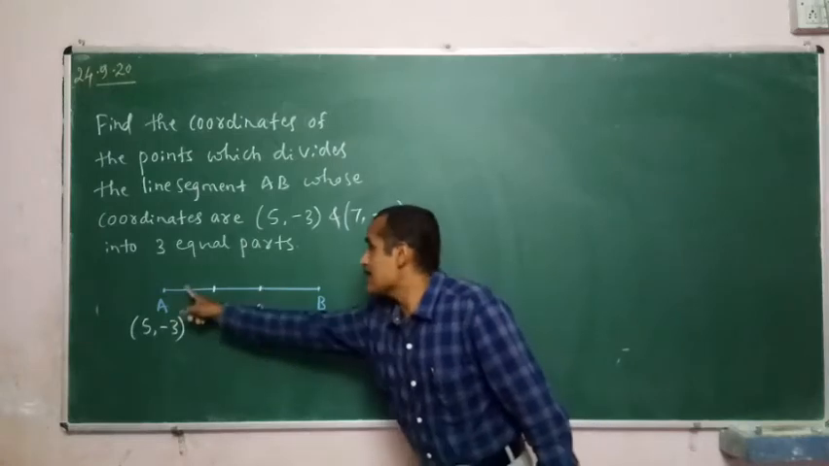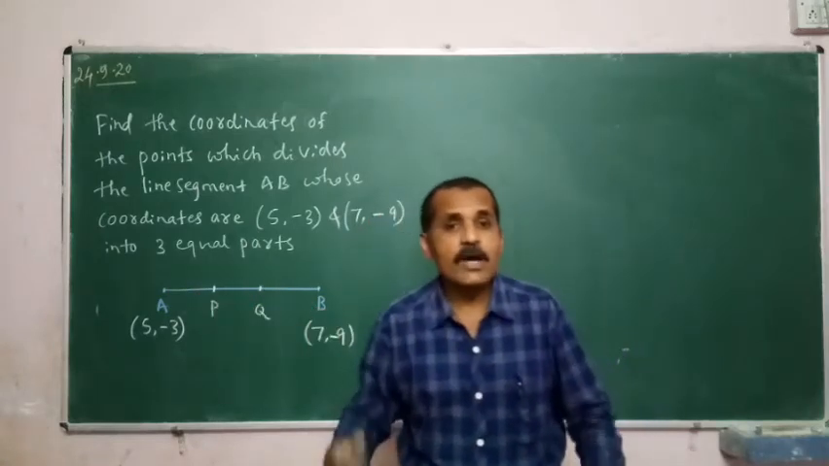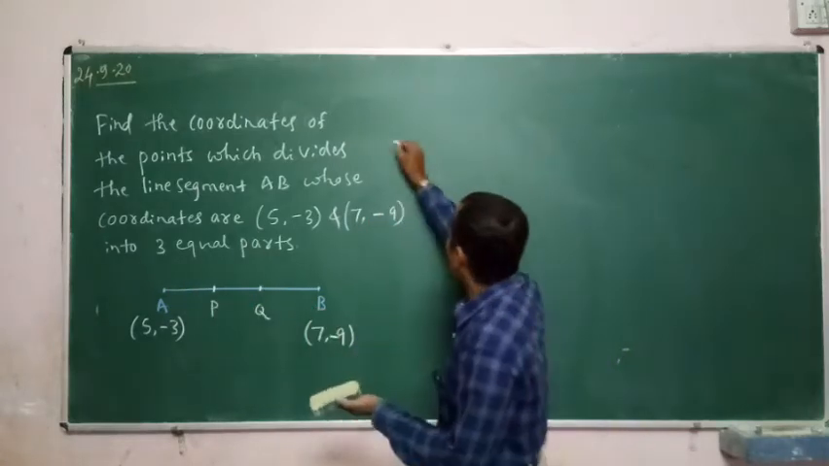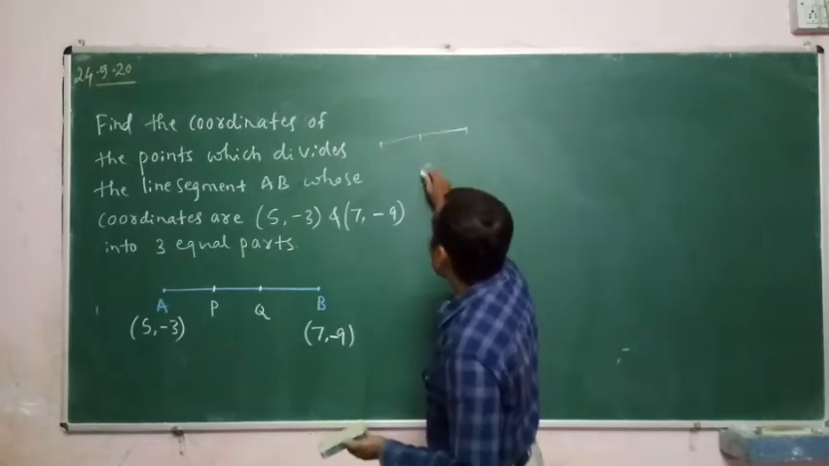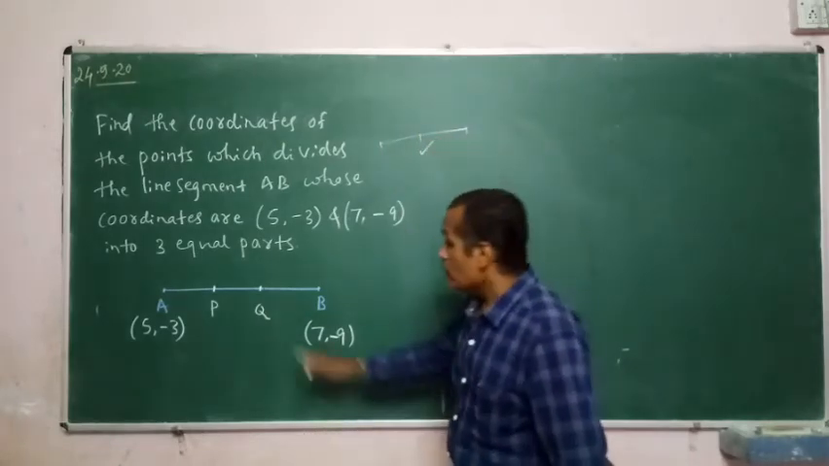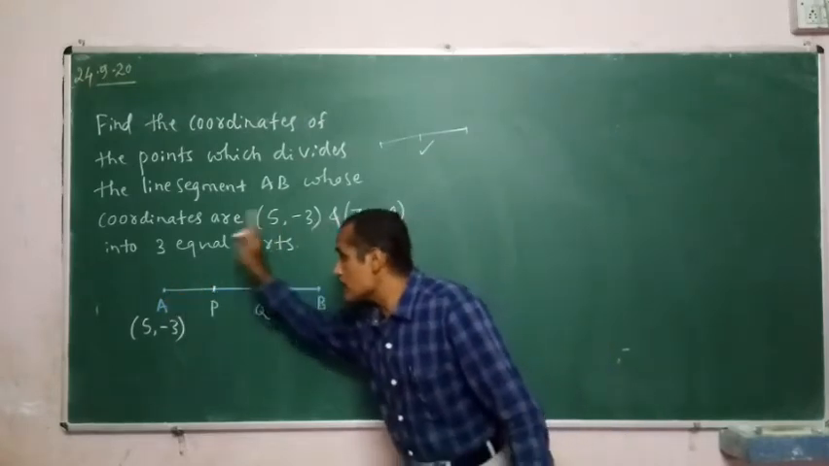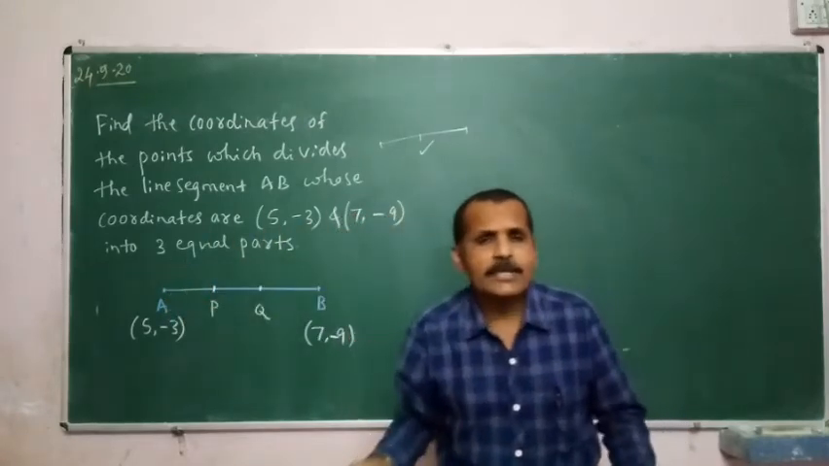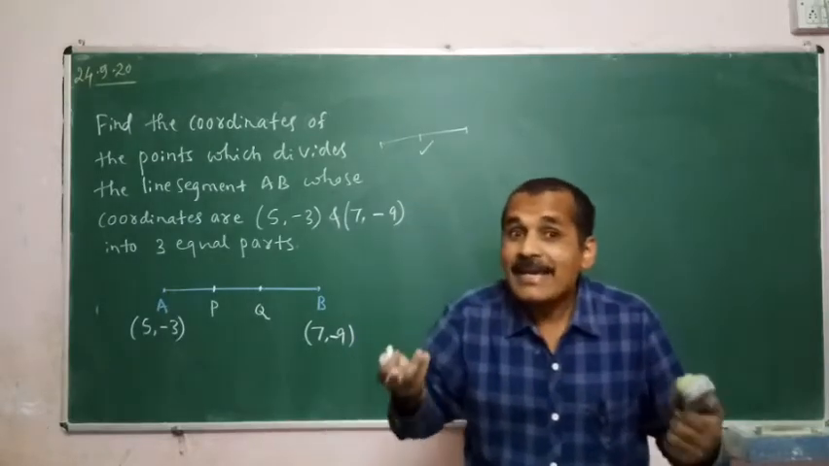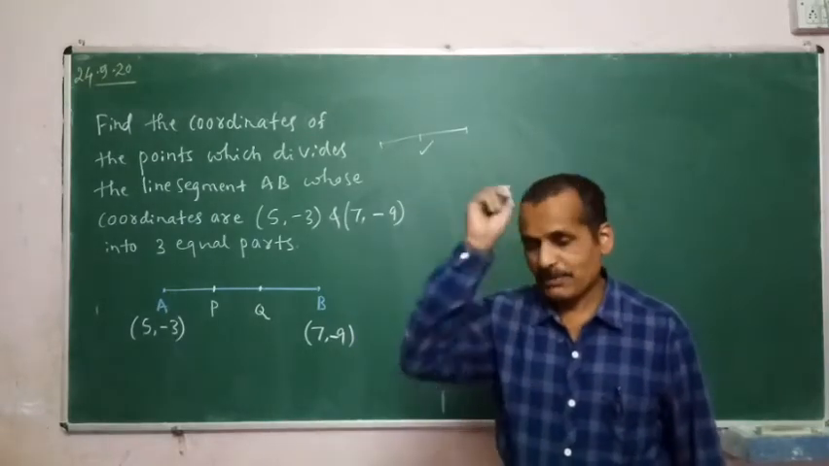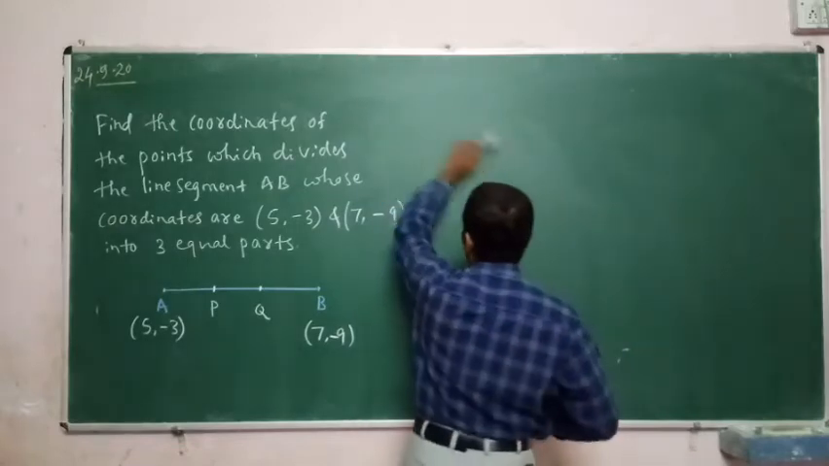To whom can I give XY? See, having a problem like this, I would have taken this as XY. Now point P also divides the line segment AB. Point Q also divides the line segment AB. And to whom can I give PQ, or to whom can I give XY? Before that, we will simplify it.